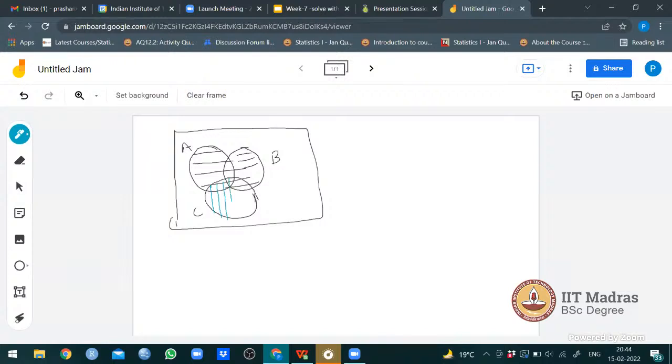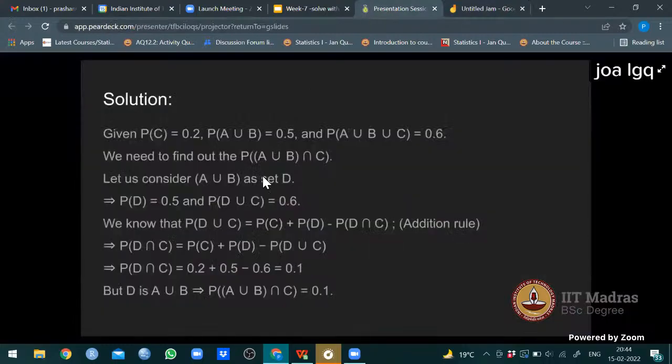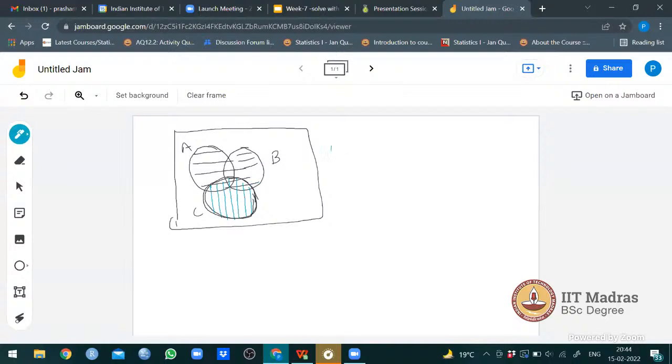So why the whole thing? Why not C minus A union B? No, because C is there. Your C is this whole thing, right? Then you have to consider A union B intersection C. So what is the common area? If you see this red region, that is common. That is the thing you have to find.